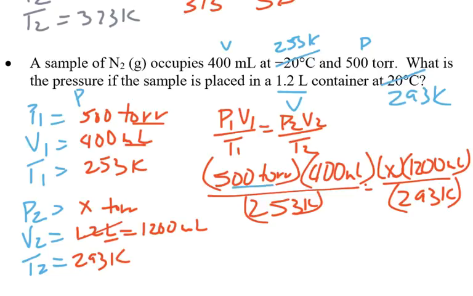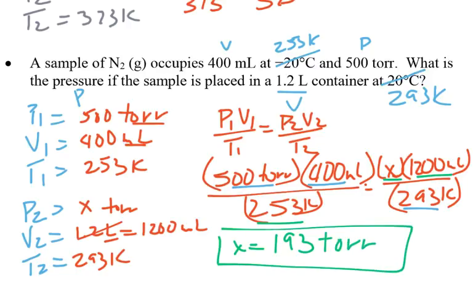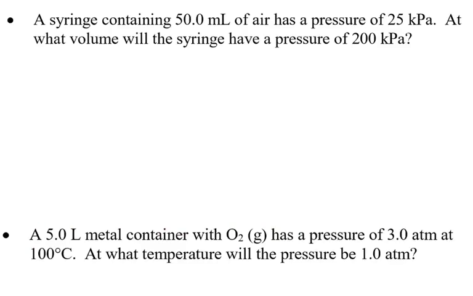I'm going to say 500 times 400 times 293 is equal to 253 times X times 1200. And when I get done, X is going to be 193 torr, 193.0. And that's what I get from my answer after I do the algebra of that. I hope that's right. Okay, next one.